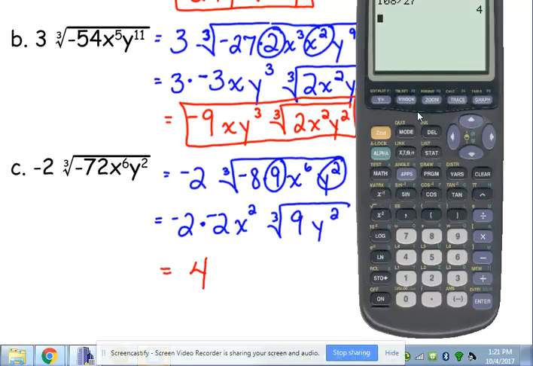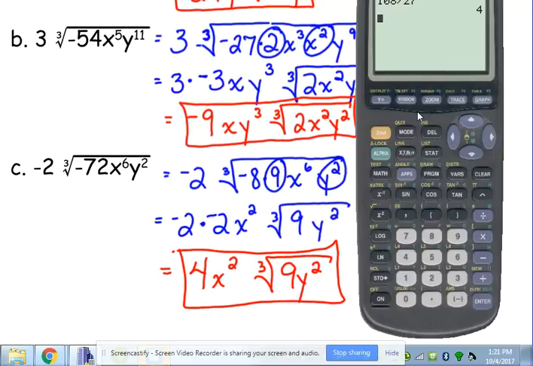-2 times -2 is +4. 4x squared outside. Cube root of 9y squared under. Okay, pretty simple, right?